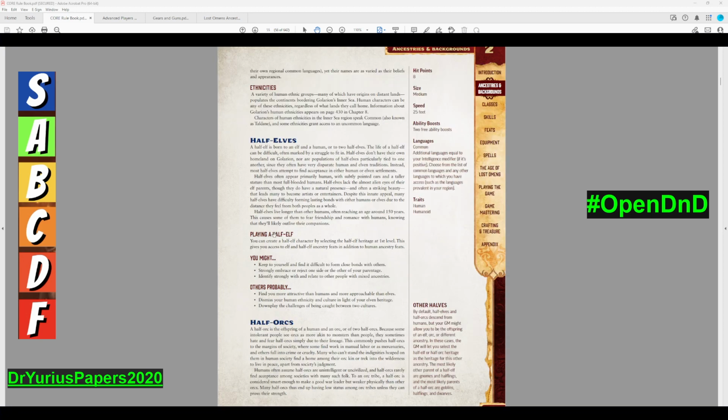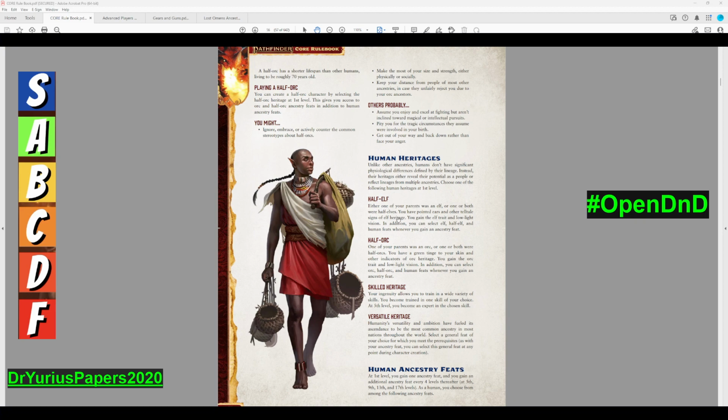And then humans have some different heritages. So you can be a half-elf, you can be a half-orc, and those are more or less counted as heritages. So half-elf is a heritage, half-orc is a heritage. There's the skilled heritage, which I wouldn't think of so much as a genetic trait, but as a kind of environmental trait, or maybe something you were born with that allows you to be a little bit more skilled. And then there's the versatile heritage for humans, and they get a general feat.